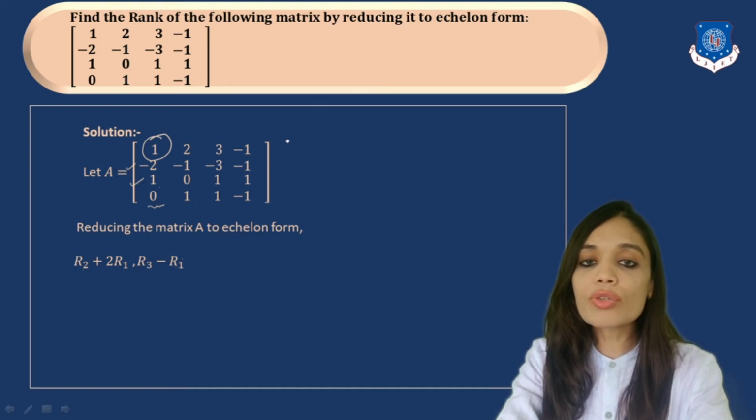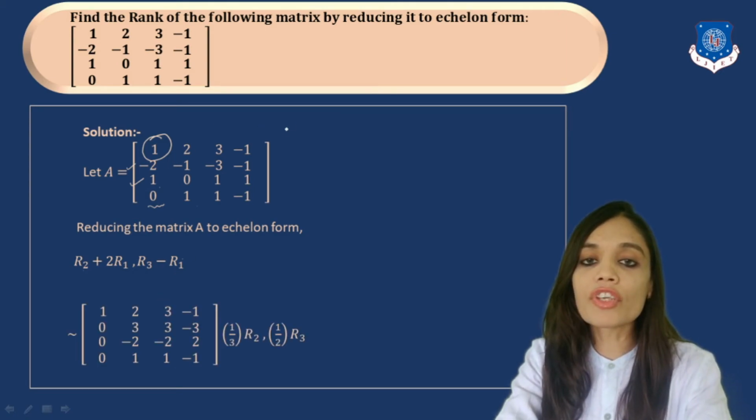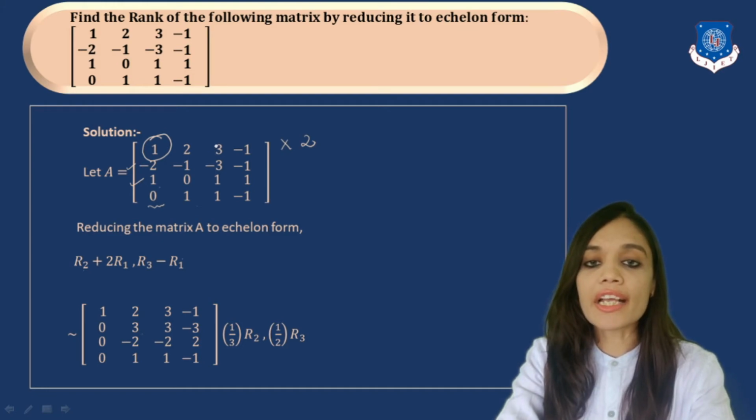So now we will keep the first and the fourth row as they are and now we will multiply the first row by 2 and add it into R2. So what will you get? 2 minus 2, so the answer will be 0. Next, 4 minus 1, so the answer will be 3. Next, 6 minus 3, so the answer will be 3. Minus 2 minus 1, so again the answer will be minus 3.